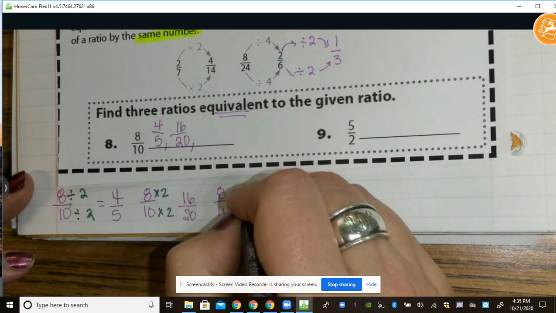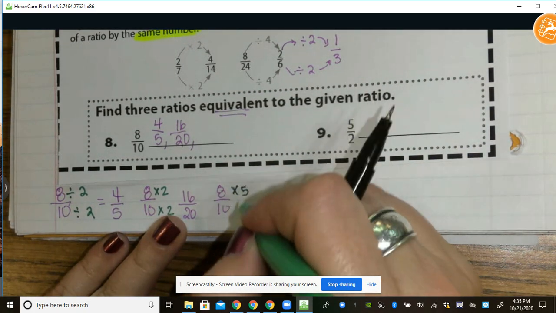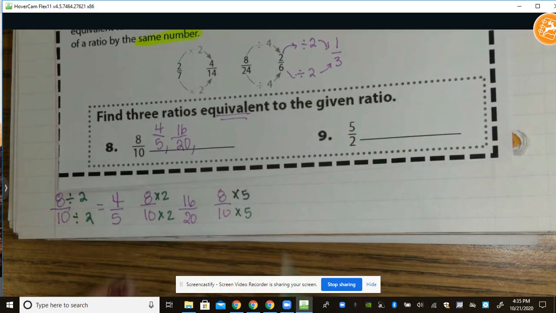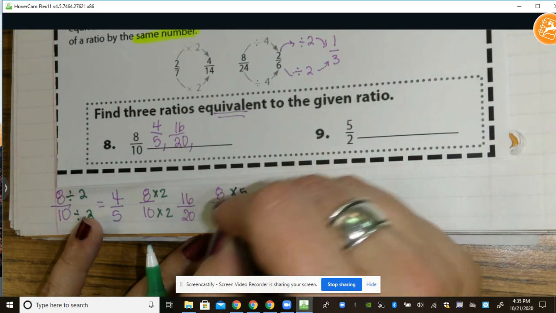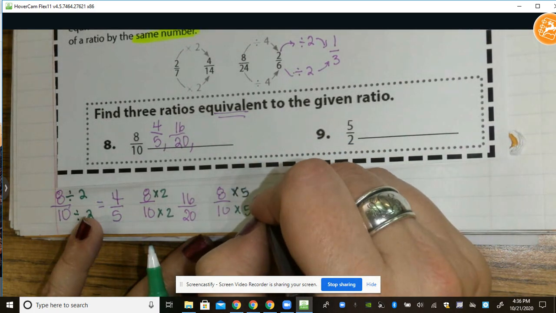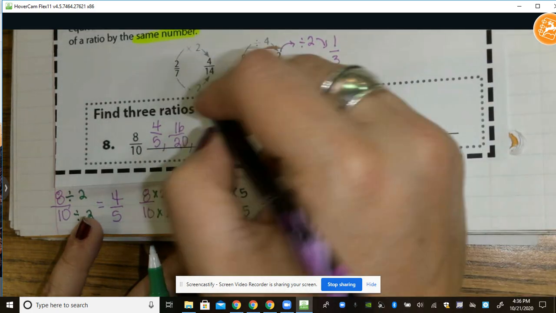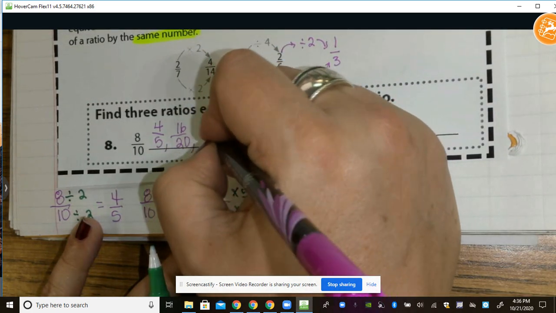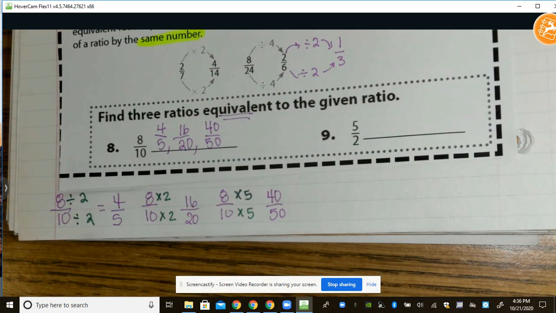I can come and do 8/10, well, multiplied by 2. Well, let's multiply by 5. So if I multiply the top and the bottom both by the same number, I will get an equivalent fraction, or equivalent ratio. 8 times 5 gives me 40. 10 times 5 gives me 50. So 40/50 is also an equivalent ratio to 8/10.